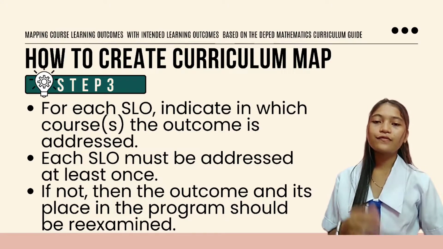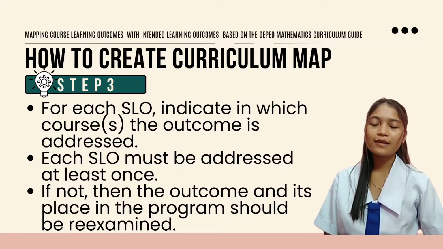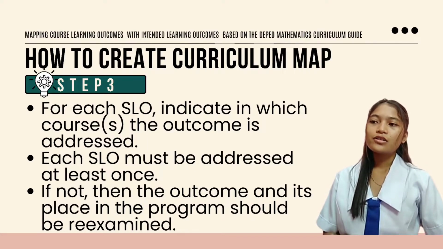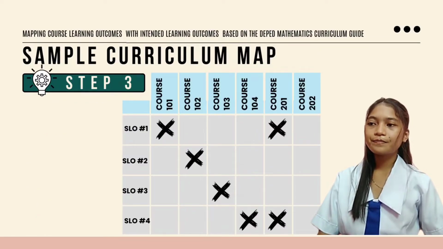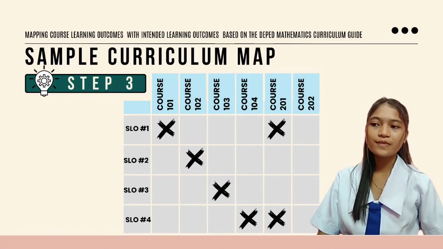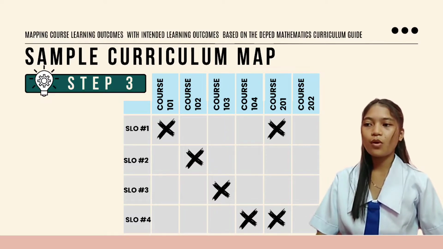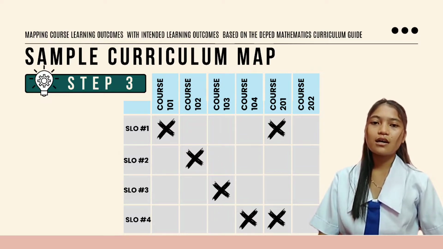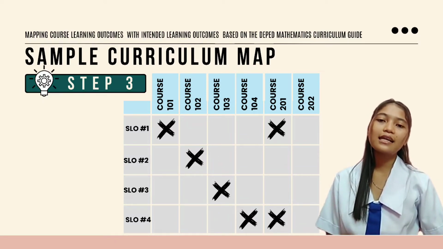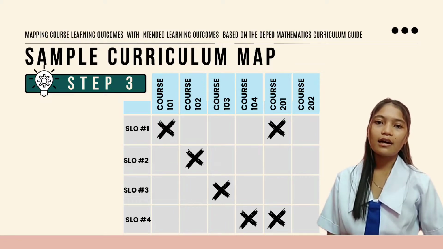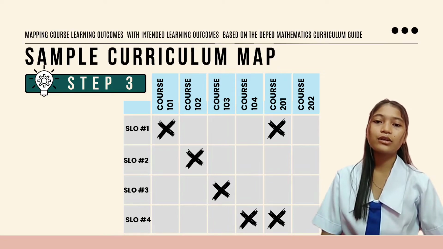even just once, because if not, it will be re-examined, because your student learning outcome is useless if you cannot achieve it. So looking at the table, every learning outcome should have a specific course, because of course you cannot put learning outcomes if you do not have a course or specific course. So this template is just an example, but other schools will provide their own template on how you will create a curriculum map.